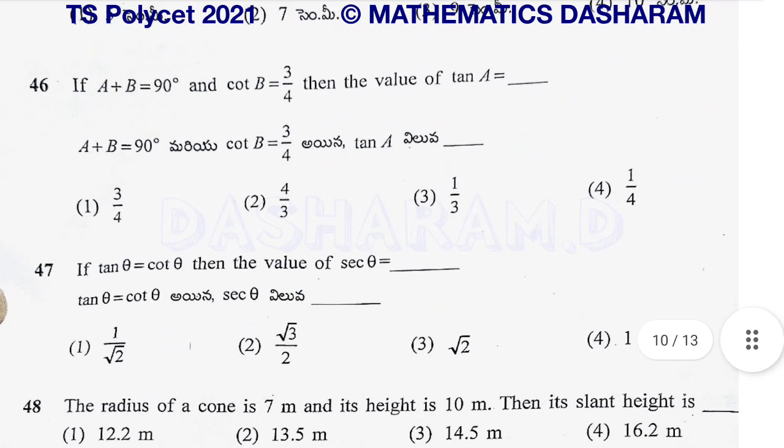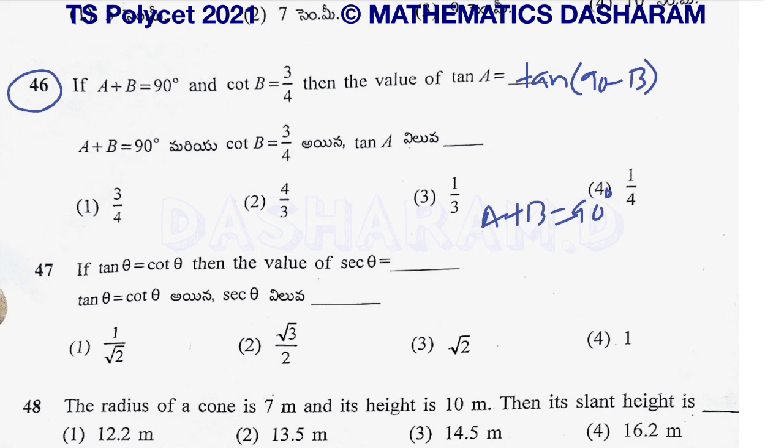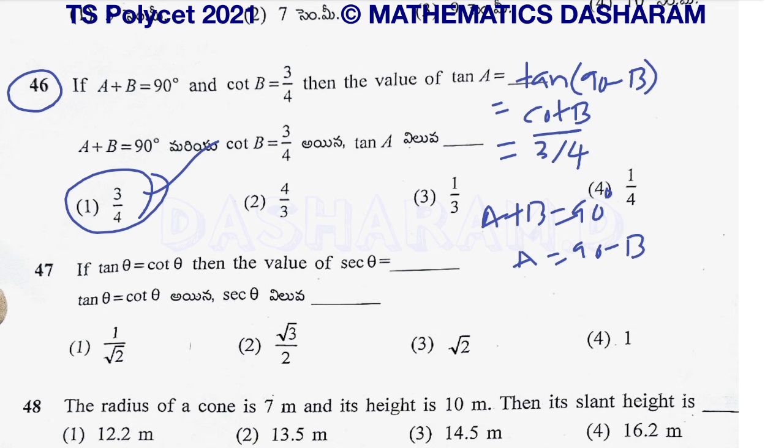Next question number 46. If a plus b equals 90 and cot b equals 3/4, then the value of tan a equals. So here tan a equals tan of 90 minus b. Why? Because it is given that a plus b equals 90 degrees, so a equals 90 minus b. Then tan of 90 minus theta, the formula is cot theta. So cot b value is 3/4, so the tan a value is 3/4. Option 1 is correct.